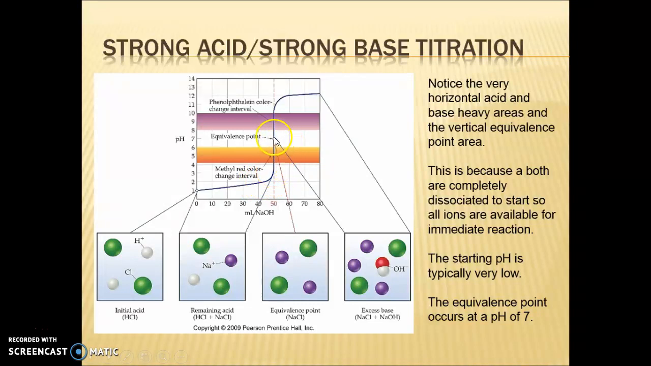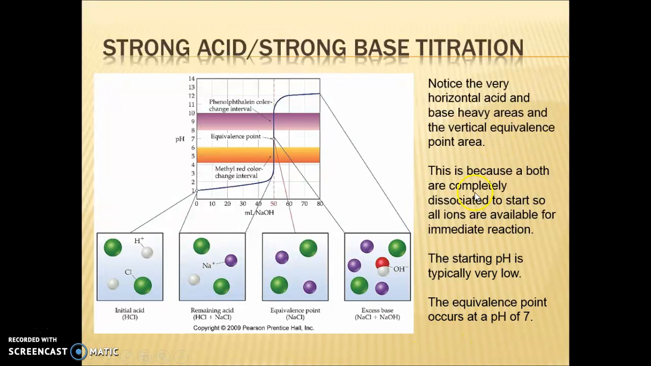And then when you hit that equivalence point, now you have a completely neutral solution. You have no extra H pluses or OH minuses. And so the pH of that equivalence point winds up being 7. And then very quickly, if you continue to add base, it jumps again to a much higher pH because we are adding more OH minuses and there's no H pluses around.